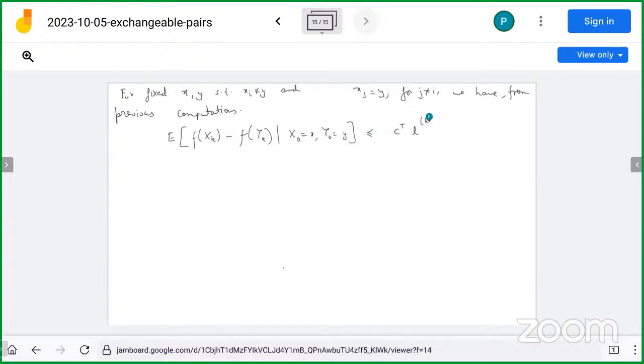But this L_k itself is a function of this XY, right? But what is that function? Because everything is non-negative, it is C transpose. So this is where I'm using all the non-negativity of C L D.